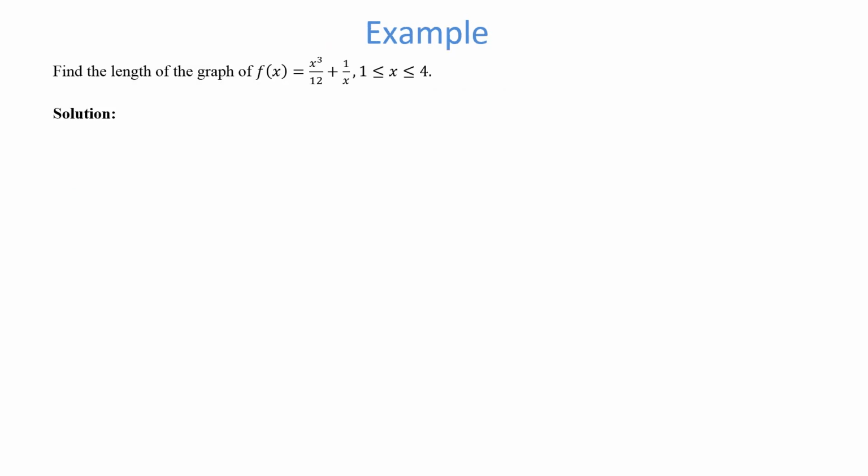So let's solve a few questions. Find the length of the graph of f(x) is equal to x cubed over 12 plus 1 over x, where x lies between 1 and 4. That is, a and b are 1 and 4 respectively in this case. So here is the graph of the function. So we have to find this length between the points A and B.